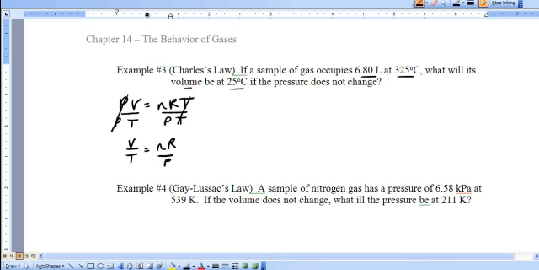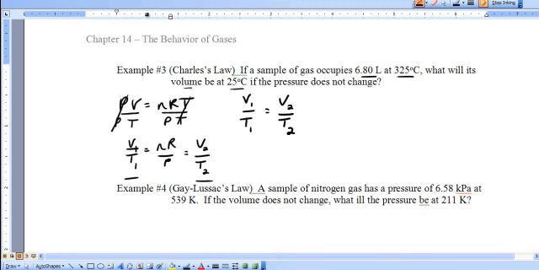And just like in the Boyle's law situation, we can say the initial, which in this case is V1 over T1, is going to equal the final condition, which is V2 over T2. Why? Because V over T always equals nR over P. And so V1 over T1 equals nR over P, and V2 over T2 also equals nR over P. And so therefore, these two quantities will be equal to one another. V1 over T1 will equal V2 over T2.